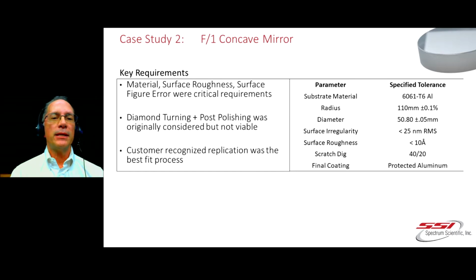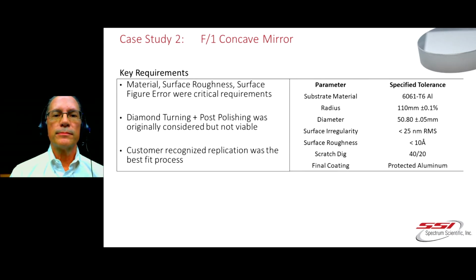The substrate material had to be aluminum. They're adamant about that. It had to be replicated onto aluminum. It had to have like 10th wave peak to valley, super low surface roughness, and they're pretty much asking for the limits of what could be manufactured these days. They tried diamond turning, and it didn't work out for them. Through dialogue we understood why, and I think the customer realized replication was the best fit process. They came to us and said, "Hey, we think replication is the way to go."